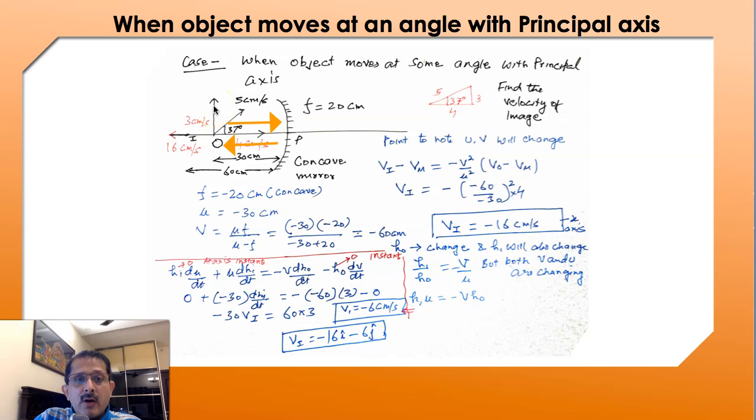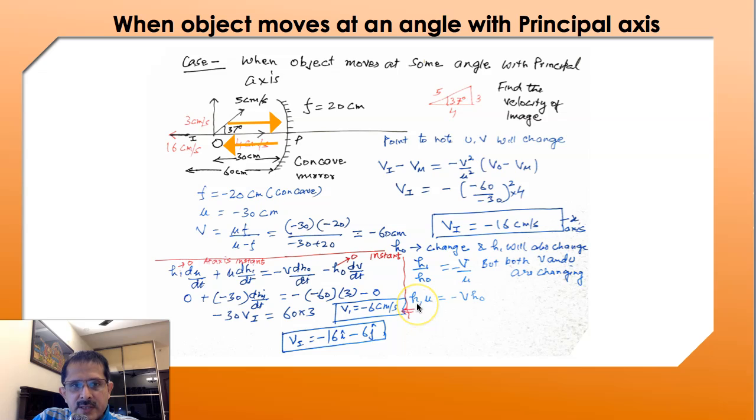But in this case, we cannot use the direct formula which we have derived earlier of converting everything in terms of velocity. So what we will do is, we will go to the basic formula which we know of magnification. h_i by h_o is equal to minus v by u. Okay, cross multiplying we get h_i u is equal to minus v h_o. Now quickly, differentiating both the sides, we get this, as per the UV rule.